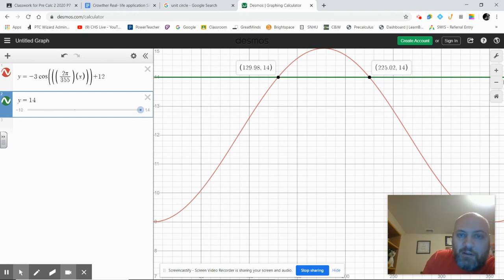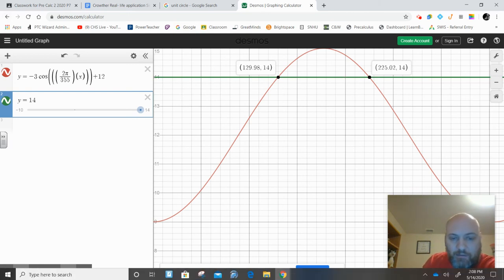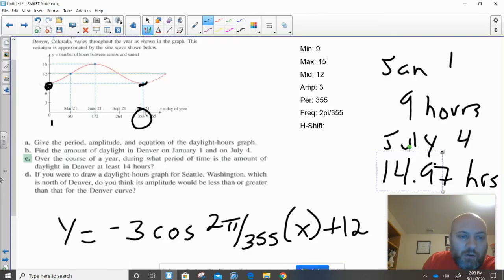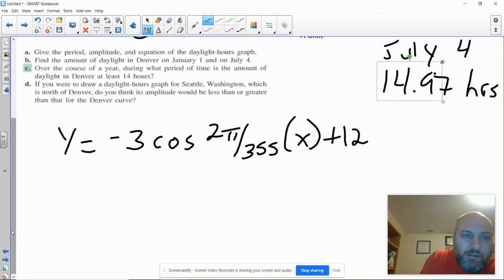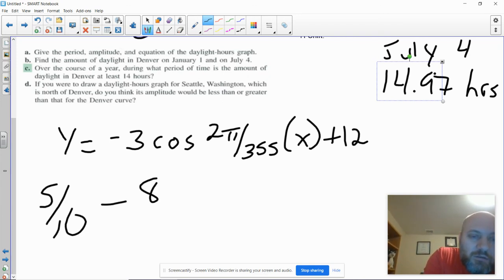And the 130th day of the year is May 10th. The 225th day of the year is August 13th. So going back to our question for part C, the period of time would be May 10th to August 13th.